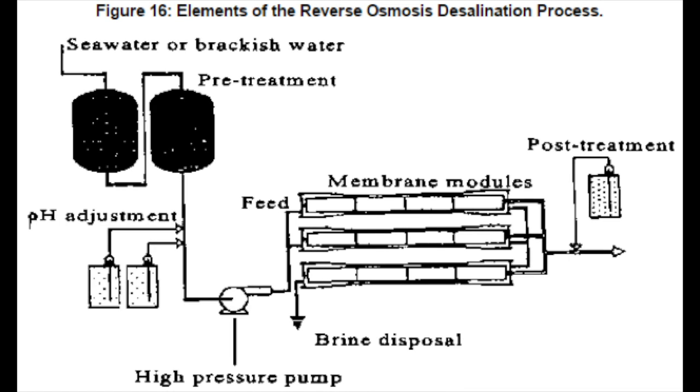Alright, so in this photo you can see the system at work. You see the seawater enters, it goes through its pre-treatment process where it has a pH adjustment, then it flows through the high pressure pump, then through the complex membrane system, exiting as a freshwater stream, getting its post-treatment before leaving.